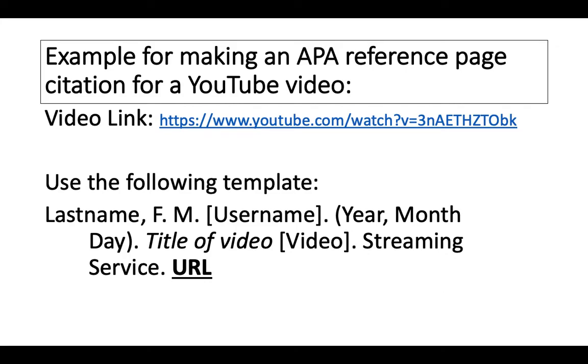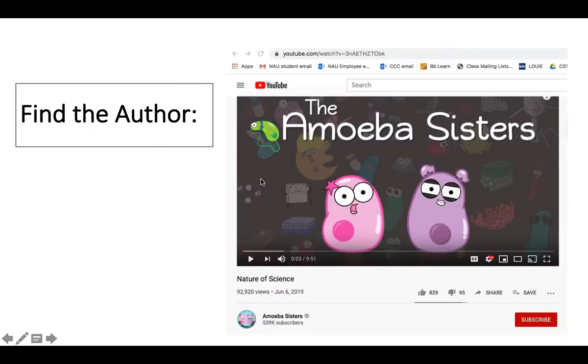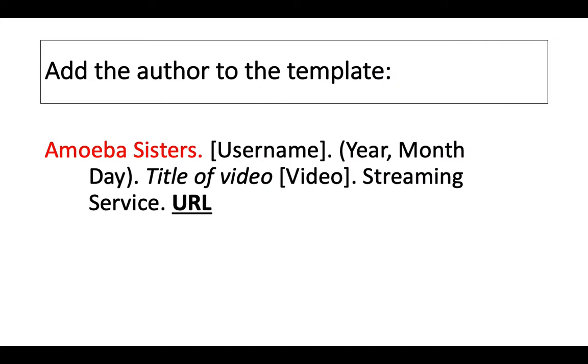The video that I'm going to use today is linked here. It's an Amoeba Sisters video, and again, we're going to use the template I described on the previous screen. So the first thing you need to do is find the author. In this case, it's the Amoeba Sisters. So I'm going to use Amoeba Sisters as the author. So I go back to my template and I add Amoeba Sisters, just like it's written on the actual video, or on the screen that shows the video.